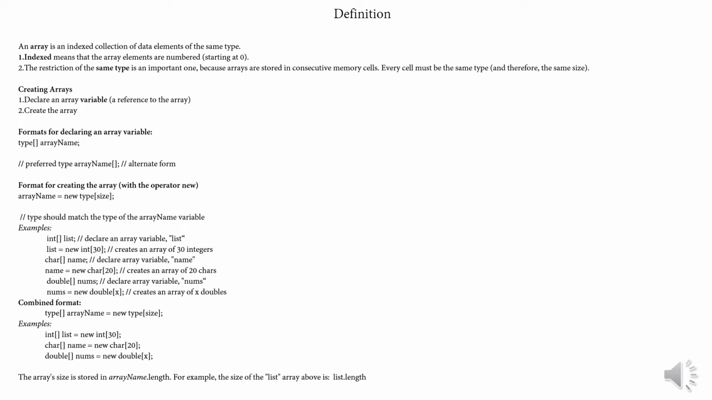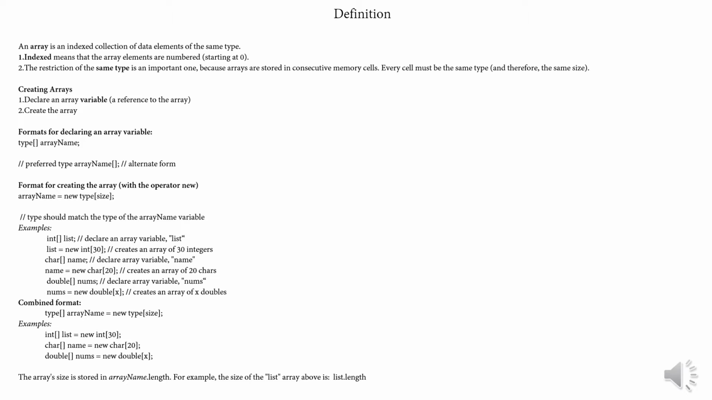The next step is creating the array. The format for creating the array is as follows: array name equals new type and then size. This size is actually the number of the elements that this array will have. For example, if this array is going to have 40 elements, the size will be 40. If the array is going to have 20 elements, this size will be 20.